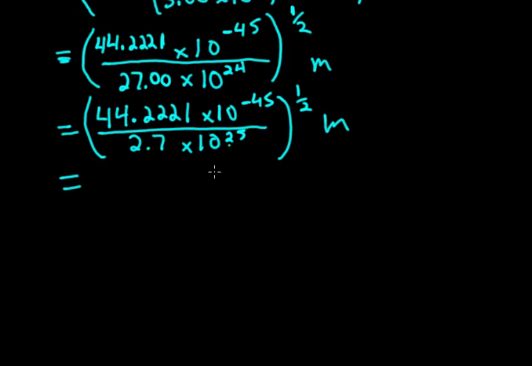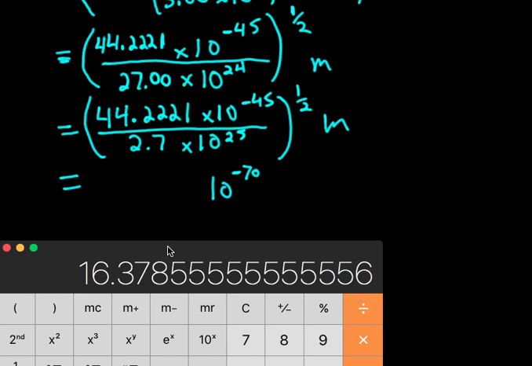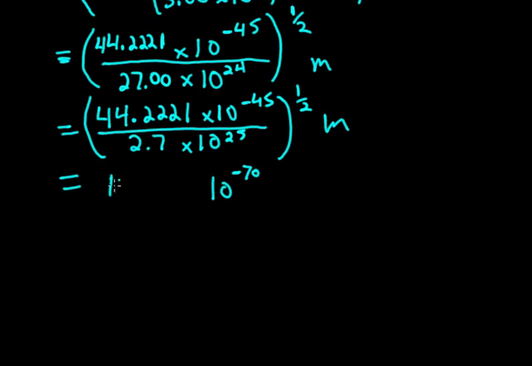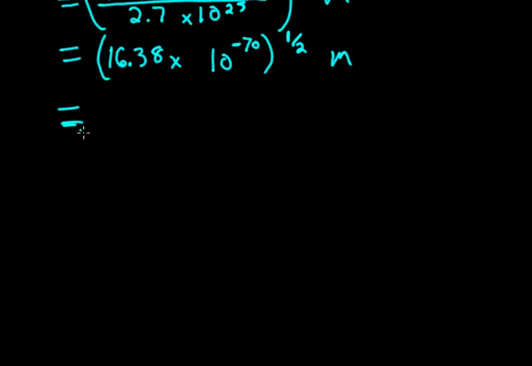I want to subtract my exponents, so that's 10 to the negative 70th. And then I'm going to divide 44.2221 by 2.7. Let me get this here. So divide by 2.7. That gives me 16.38. 16.38 times 10 to the negative 70th, all to the 1/2 meters. And again, I'm having calculator problems because this number is so small. My calculator says it's close enough to 0, Jeff. Stop complaining about it.